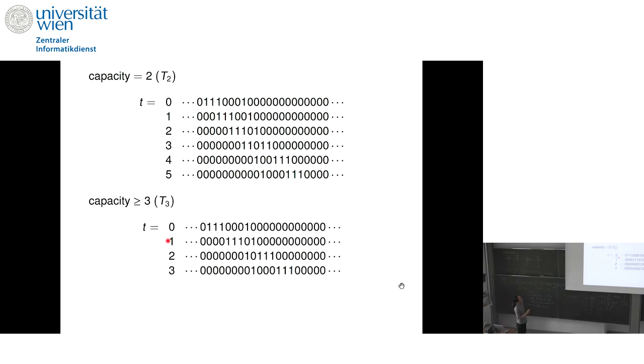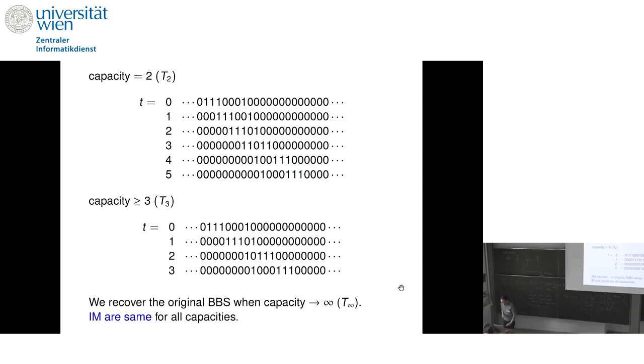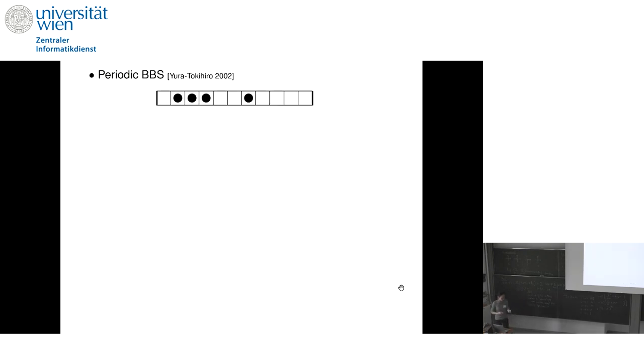And this is the case of capacity 3. In this case, the time evolution is the same as the first rule. So it means that if the capacity is big enough, the rule is the same as the original one. I don't explain how to calculate the integrals of motion for a general configuration, but we can show that the integrals of motion are the same for all capacities. And these T_K are commuting, actually.